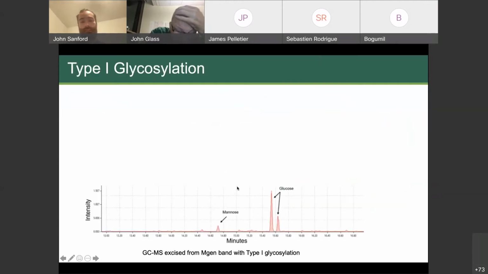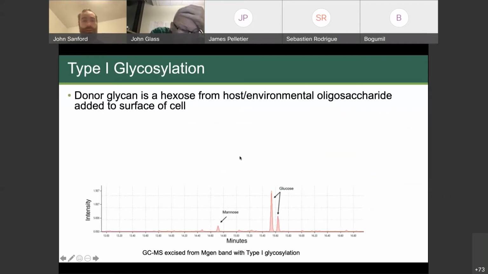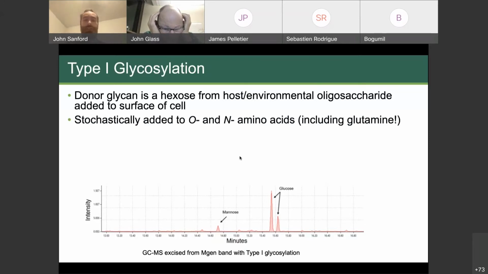So looking at band A that I showed right there, this is that type 1 hexosylation system. As I mentioned with our carbon-13 labeled experiments, it's been determined that this donor glycan comes from the host or the environment, an oligosaccharide from the host or environment, where it looks like the hexose is being cleaved through the glycosidic bond being removed. And this is a stochastic process that can occur to O and N linked amino acids, most notably glutamine, which is a pretty rare glycosylation event to see in bacteria.